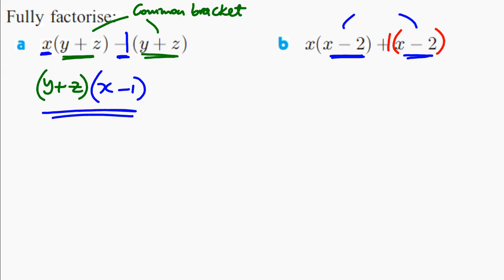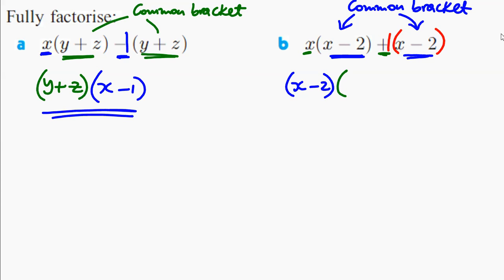Then I have a common bracket. If I take out that common bracket, x minus 2, what I'll remain with inside the bracket will be x and positive 1. So x plus 1. And that's it. That's your final answer.